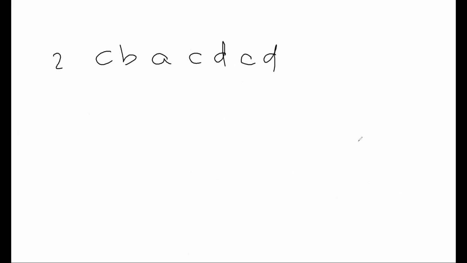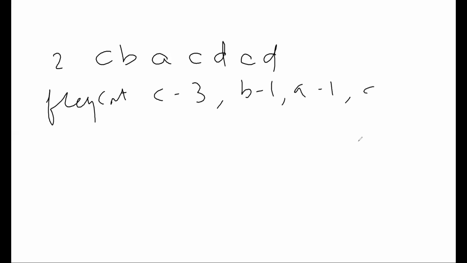Okay, so what was the example we were going through? The input was C, B, A, C, D, C, D. The frequency count in this case will be: C is 3, B is 1, A is 1, and D is 2, and then our visited array.